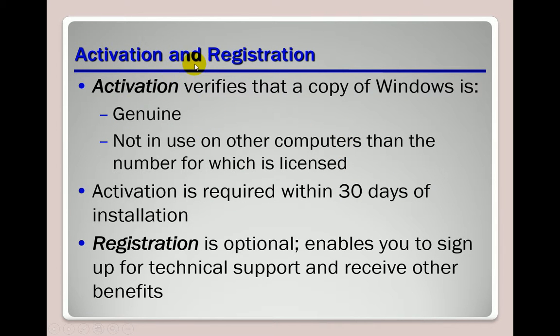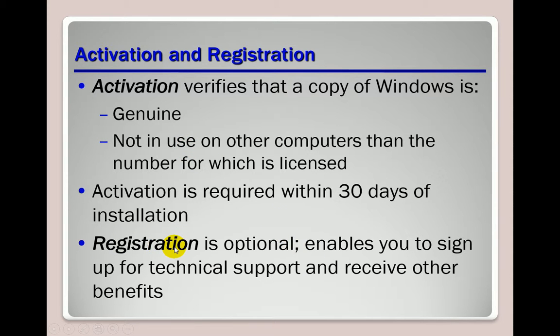In order to get your computer running, you must activate the particular version of Windows. If you don't activate it after 30 days, as I mentioned a few minutes ago, the system would run in a limited mode, which would basically give you access to activate the version of Windows, but that's about all you could do with it. Registration, however, is optional.